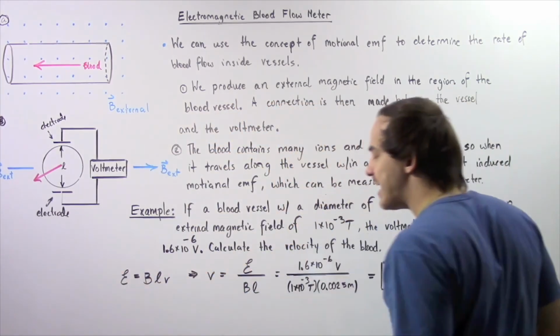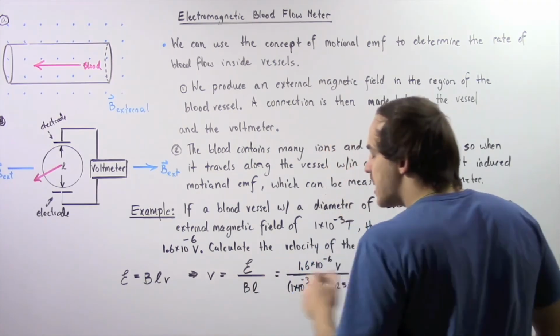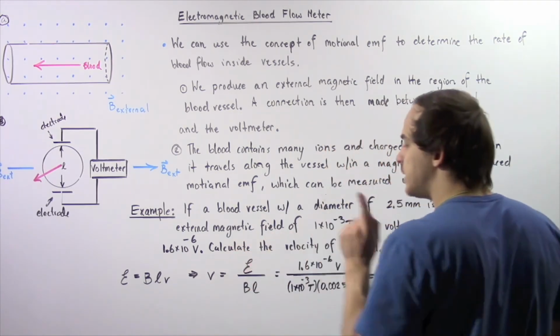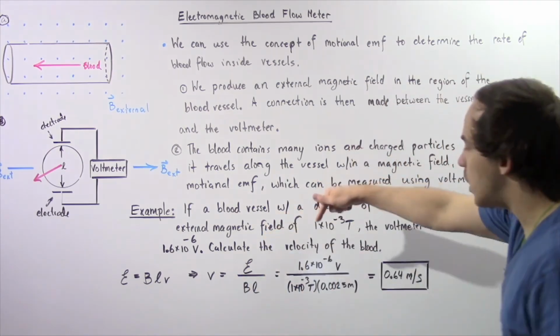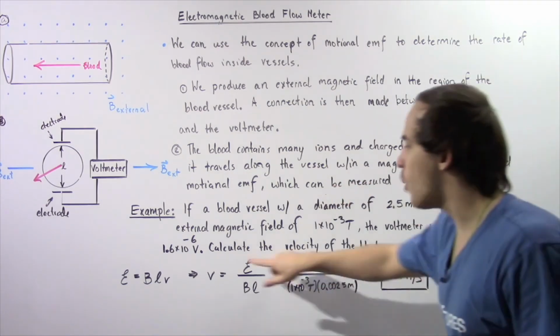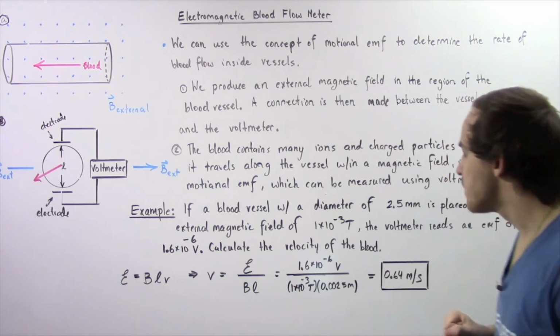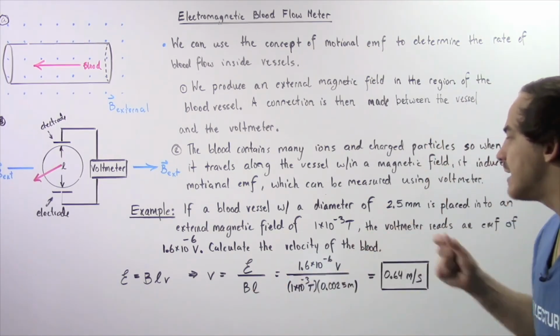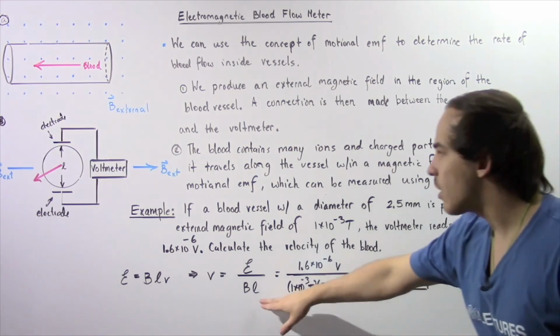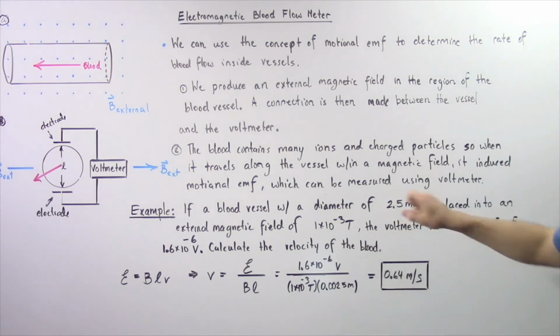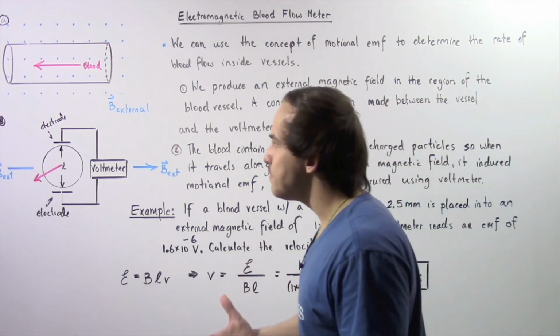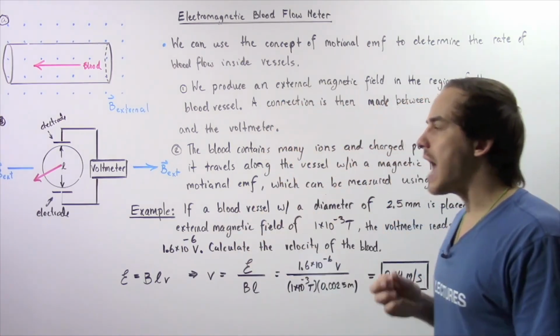So we take this equation, rearrange it, and solve for the velocity. The velocity is equal to the motional induced EMF divided by B times L. Our induced EMF is 1.6 × 10⁻⁶ volts as read by our voltmeter. Our B is given to be 1 × 10⁻³ teslas, and our L is 0.0025 meters. So we divide this quantity by 1000 and we get 0.64 meters per second as the velocity, the speed of our blood within our blood vessel.